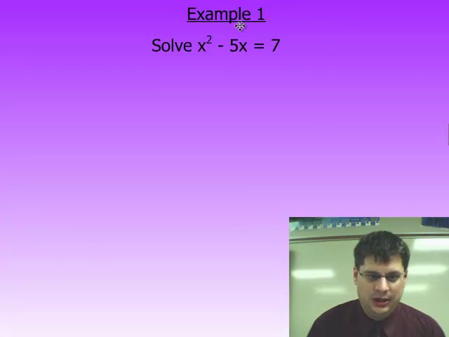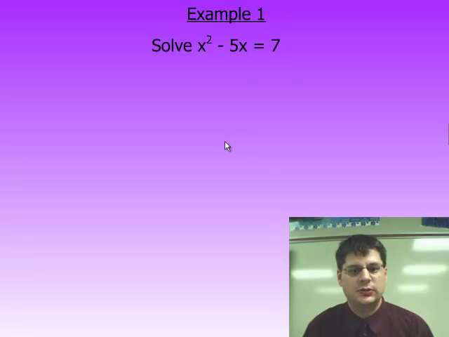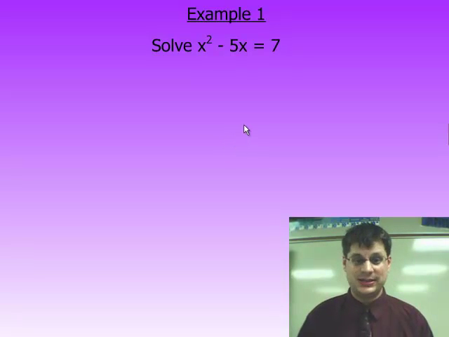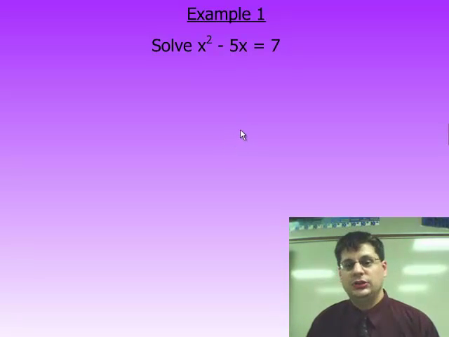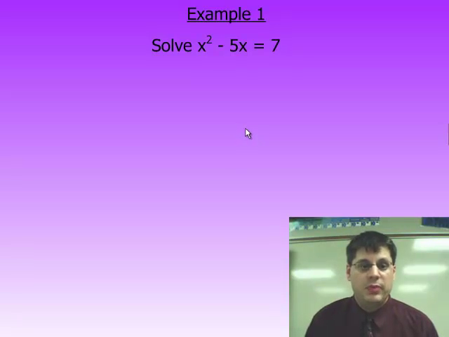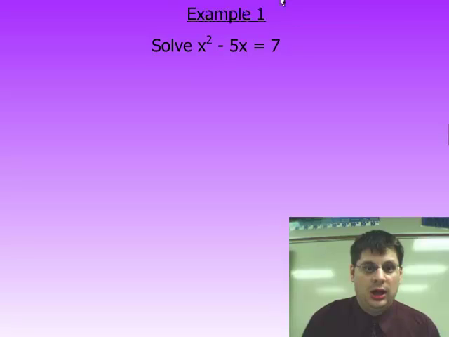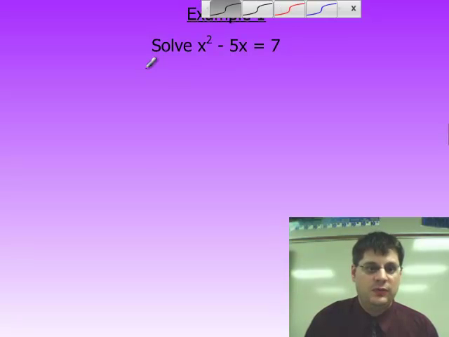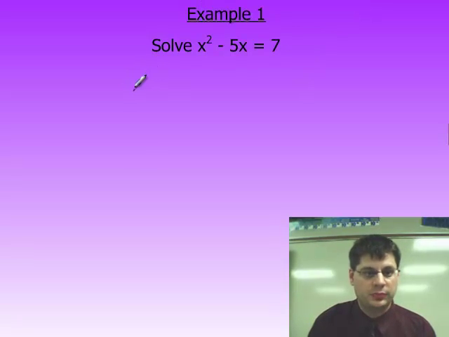Okay, so the quadratic formula applied to, let's say, this sort of quadratic. I want to solve x squared minus 5x equals 7. Well, just like any of the other methods, except for square root, you're going to want to set this equal to 0. So I'm going to subtract 7 from either side, which will leave me with x squared minus 5x minus 7 equals 0.